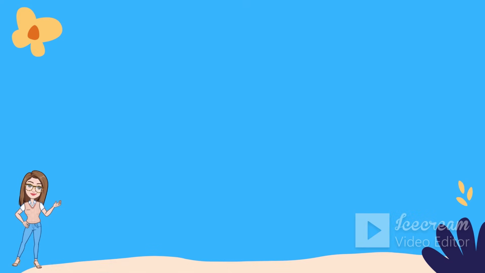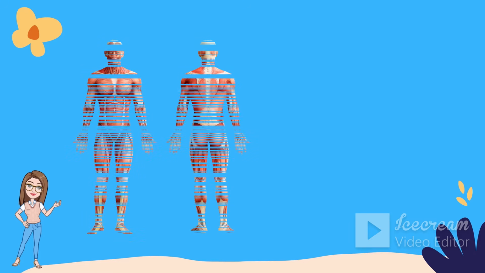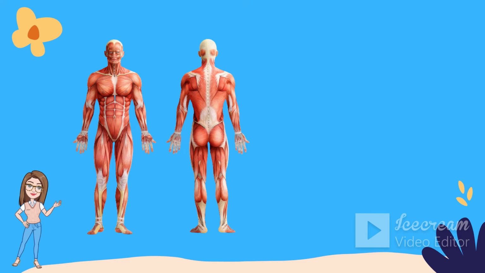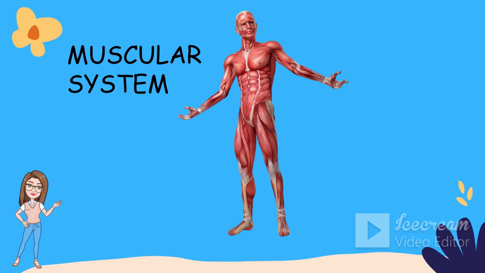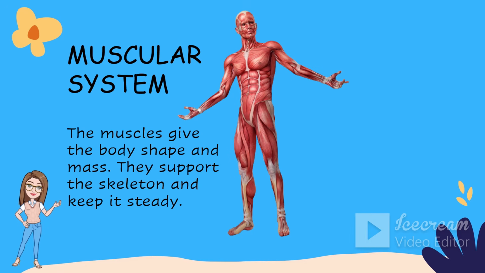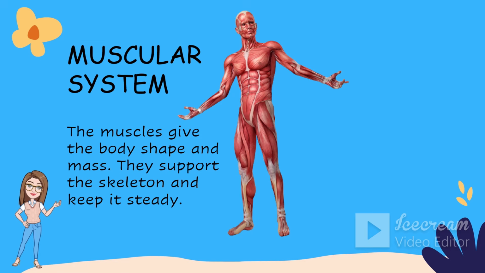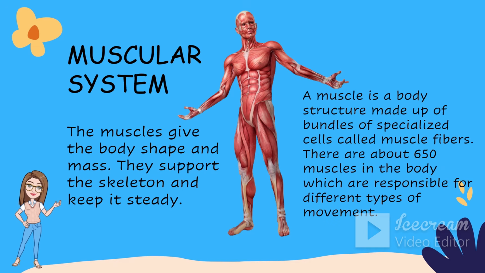You have learned that the skeletal system is the framework of the body. However, it cannot give shape to the body or help the body move without the muscular system. The muscle is another part of the musculoskeletal system. The muscles give the body shape and mass. They support the skeleton and keep it steady. A muscle is a body structure made up of bundles of specialized cells called muscle fibers. There are about 650 muscles in the body, which are responsible for different types of movement.